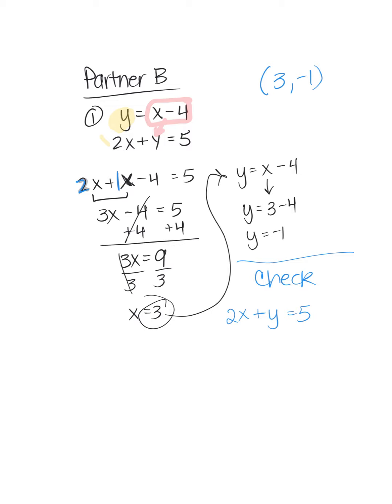All right, my x is 3, so I have 2 times 3 plus y. Instead of y, we have negative 1. So let's see, 2 times 3 is 6. And I can say 6 minus 1 is 5, and yeah, that's true. So we did it. We have the correct solution. All right, one more to go.